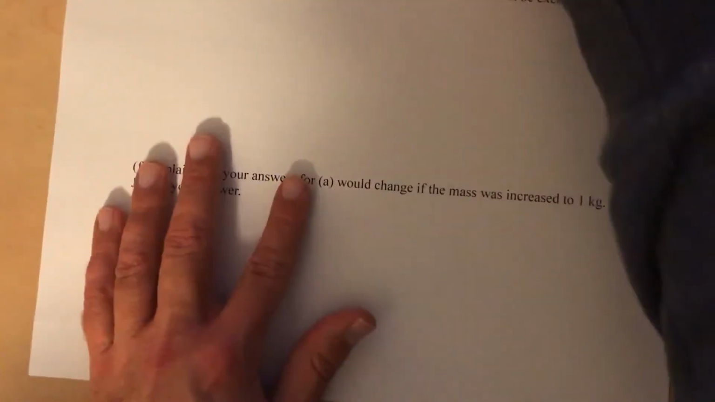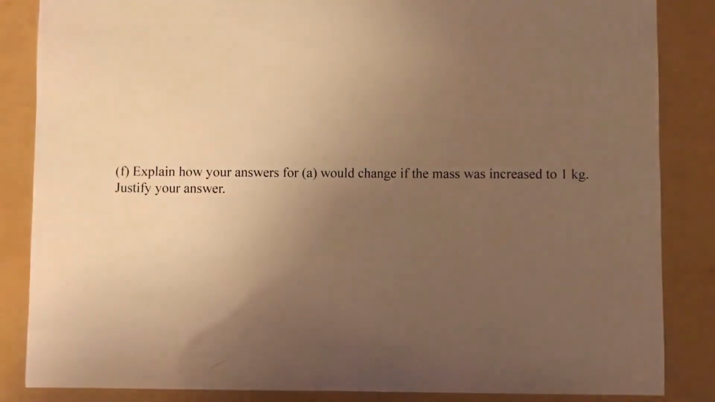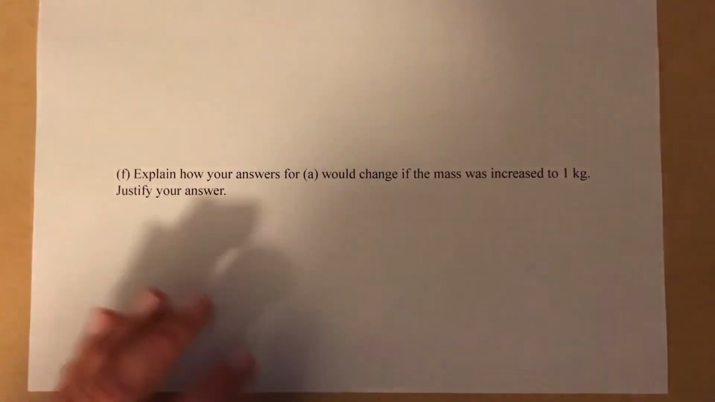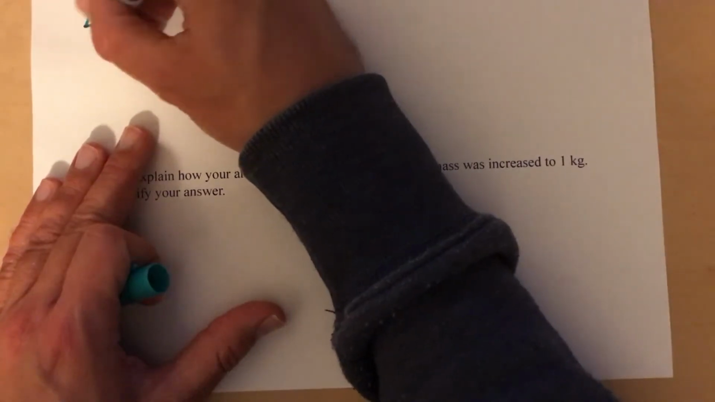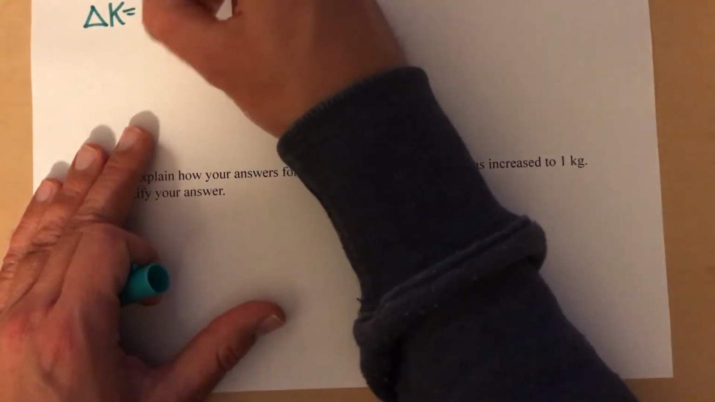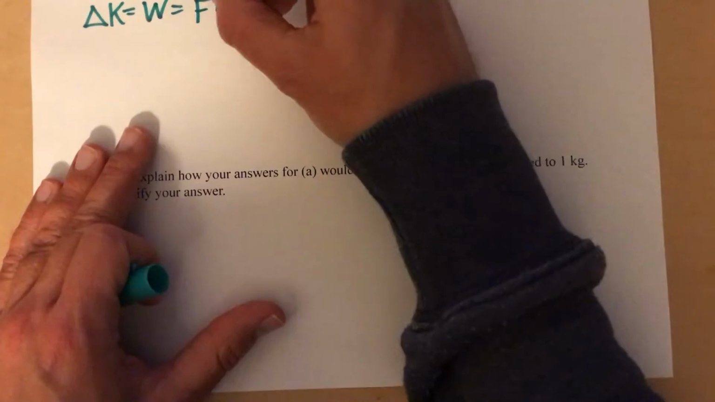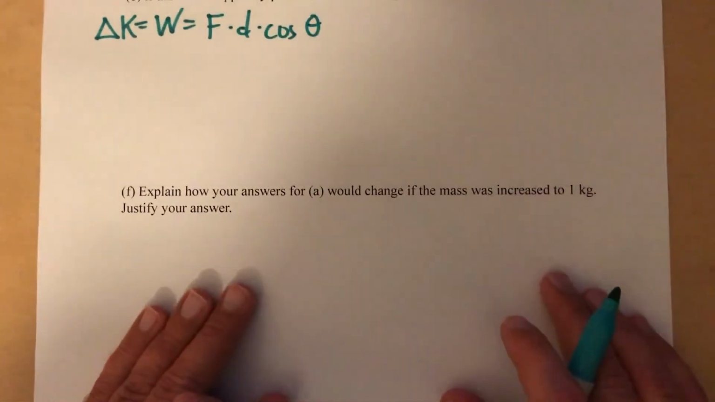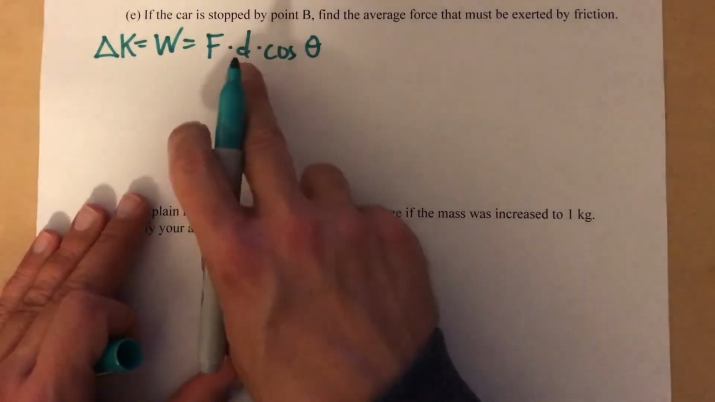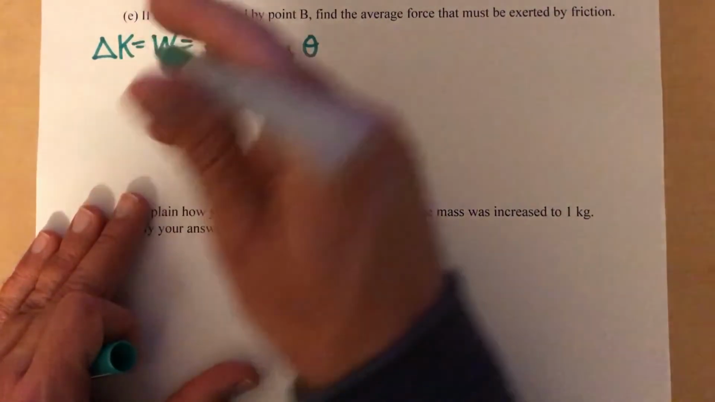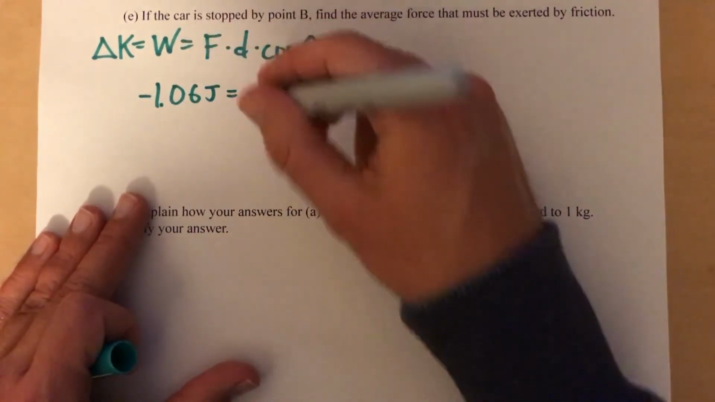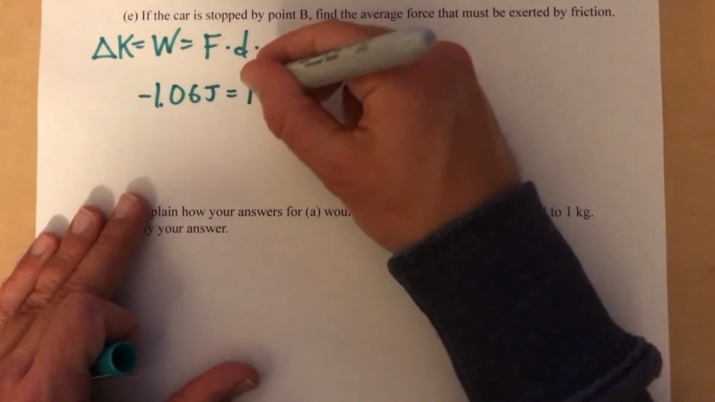All right, final page here. If the car is stopped by point B, find the average force that must be exerted by friction. So remember, not only is the change in kinetic energy what we found equal to the work, but work is also equal to force times distance times the cosine of the angle of the two there. So now let's start to plug in here. We already know this. We just found it. It's negative 1.06 joules. We're looking for that force there of friction.